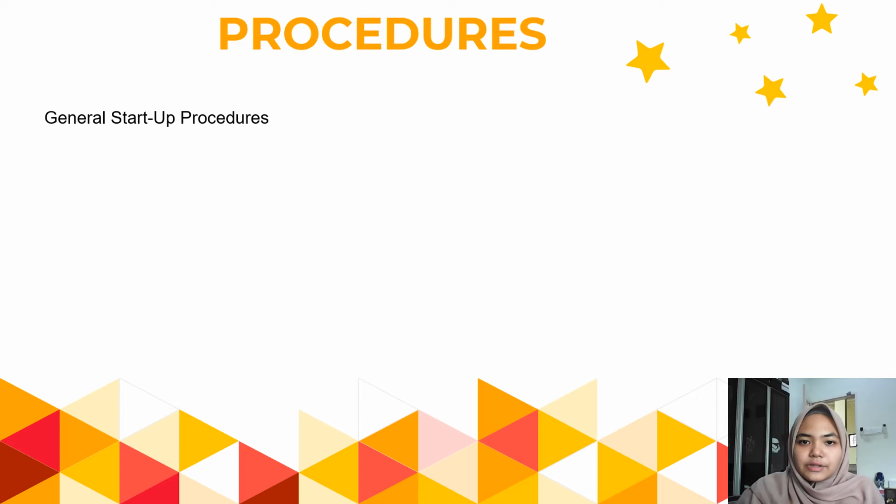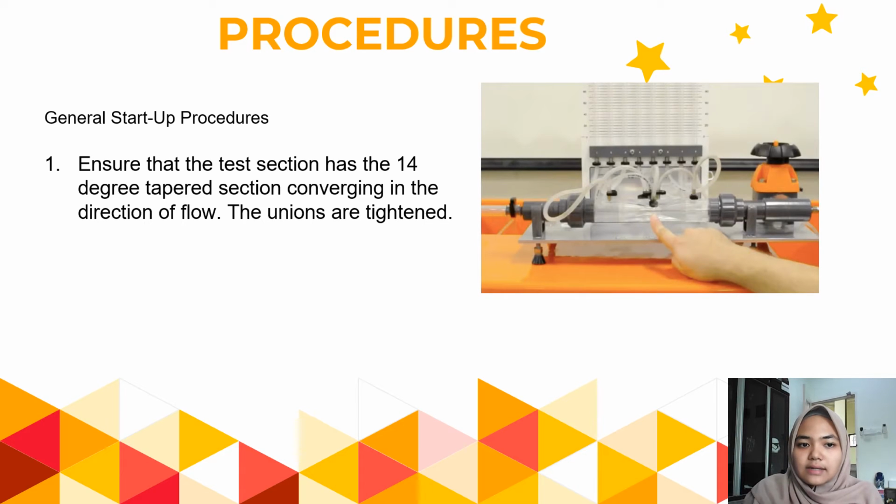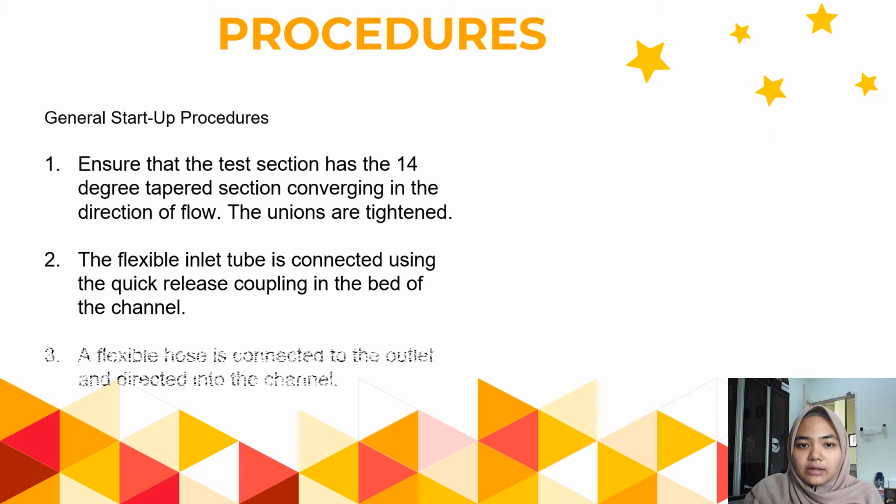So this is the procedure of the experiment. For general setup procedures, first we have to ensure that the test section has the 14-degree tapered section converging in the direction of the flow. The unions are tightened. And then the flexible inlet tube is connected using the quick release coupling in the bed of the channel. Then a flexible hose is connected to the outlet and directed into the channel.